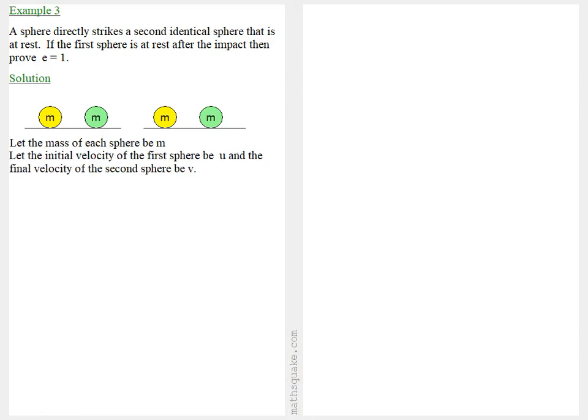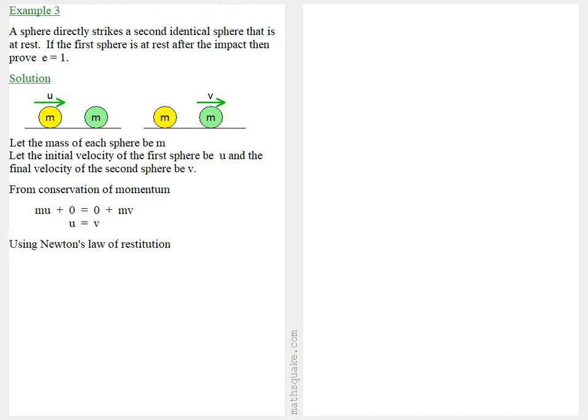Let the initial velocity of the first sphere be u, and the final velocity of the second sphere be v. Now the initial velocity of the second sphere and the final velocity of the first sphere are both 0. So, from conservation of momentum, we have mu plus 0 equals 0 plus mv. So u equals v. Now if we use Newton's law of restitution, we get v equals eu. But v is equal to u. In other words, e is equal to 1.